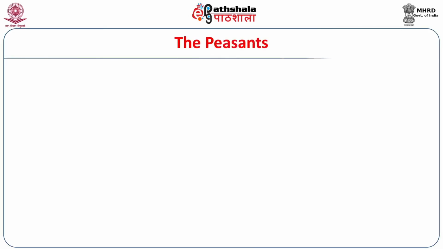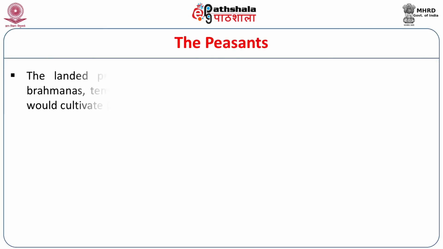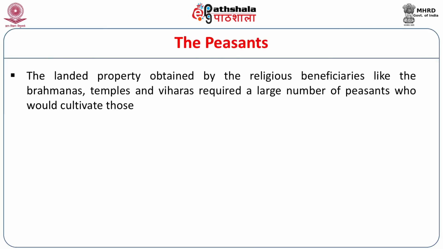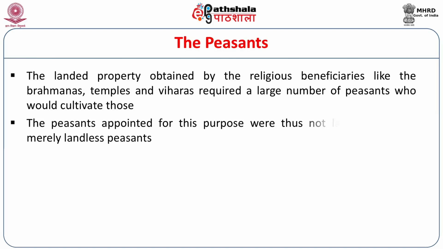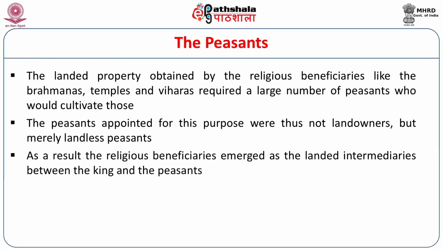Now, the condition of the peasants. What happened to the peasants after these land grants? The landed property obtained by the religious beneficiaries like the Brahmanas, the temples and viharas required a large number of peasants who would cultivate those lands. The peasants appointed for this purpose were thus not landowners, but they were landless peasants. As a result, the religious beneficiaries emerged as the landed intermediaries. Intermediaries means one who stands between two persons.